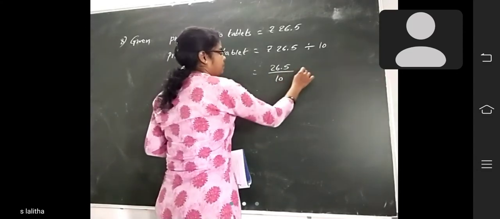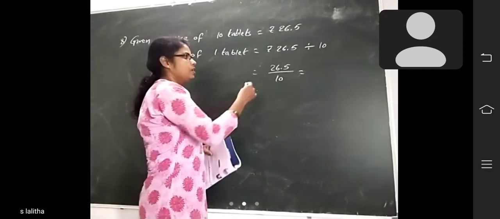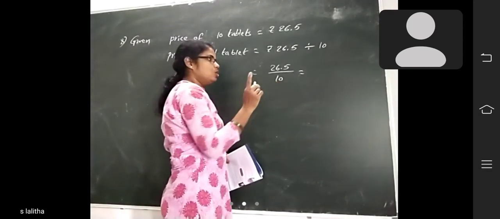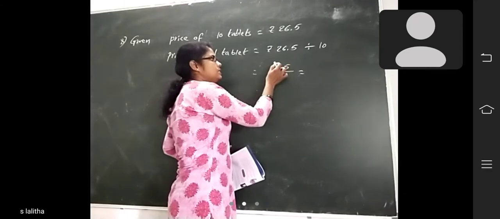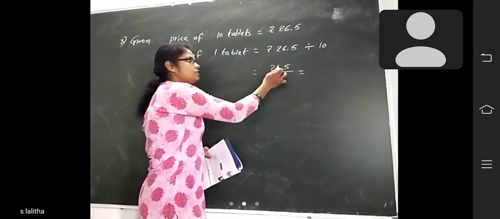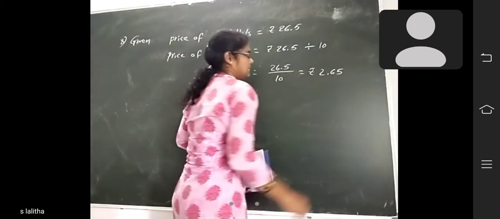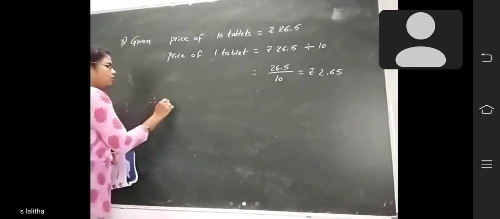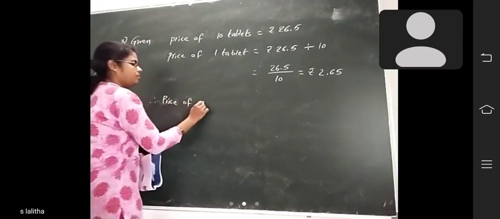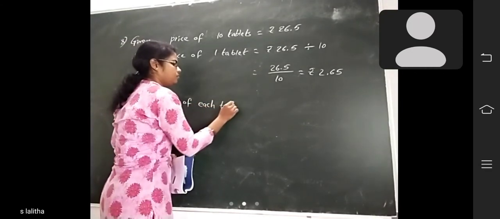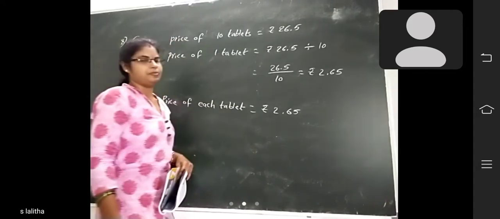26.5 divided by 10. How can you write this one? Divided by 10 means where should you keep the decimal point? Here how many zeros are there? 1 zero. So this decimal point moves to the left side by one digit. So what is the cost of each one? 2 rupees 65 paisa. Okay. So therefore price of each tablet equal to rupees 2 rupees 65 paisa. Okay, right.